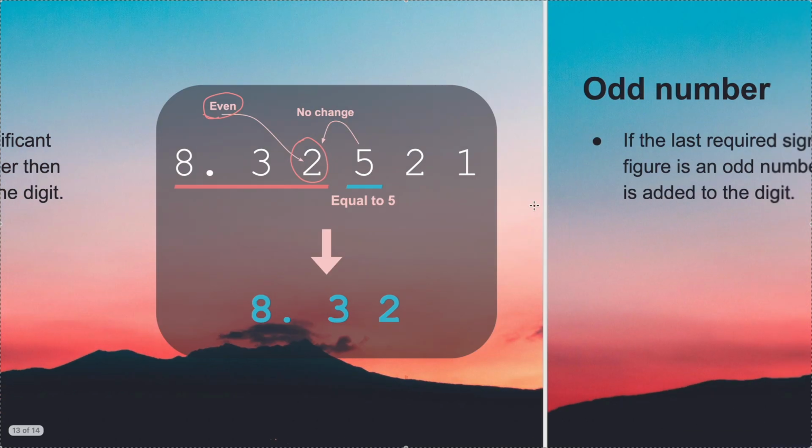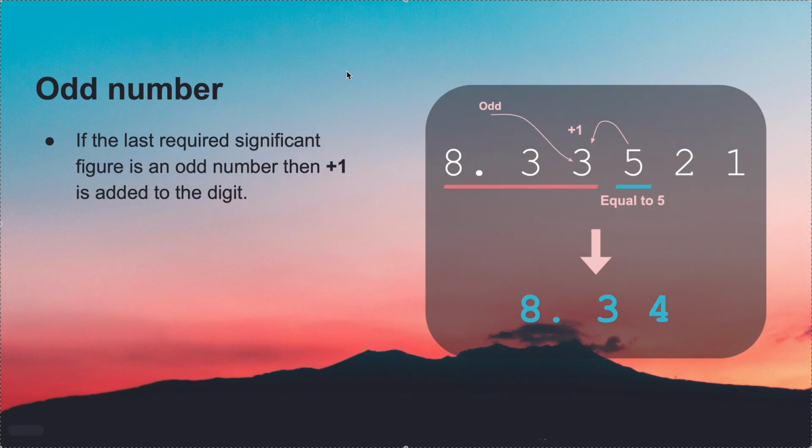Moving on with the final slide here, we have an odd number. So we have the value 8.33521. We already know that 5 is given, so we will check whether the last required significant figure is even or odd. In this case we have the number 3, which is odd. So we will add +1 to this digit, and we will have the final value as 8.34.